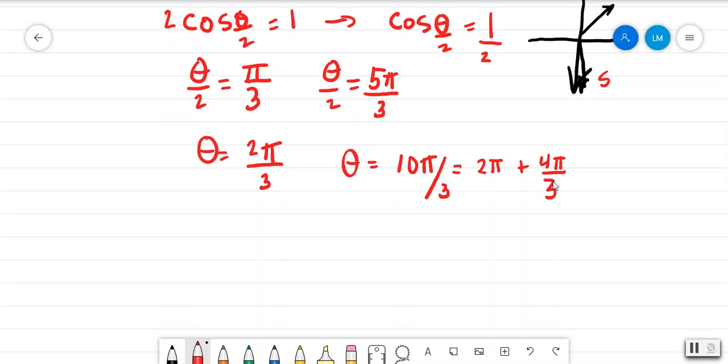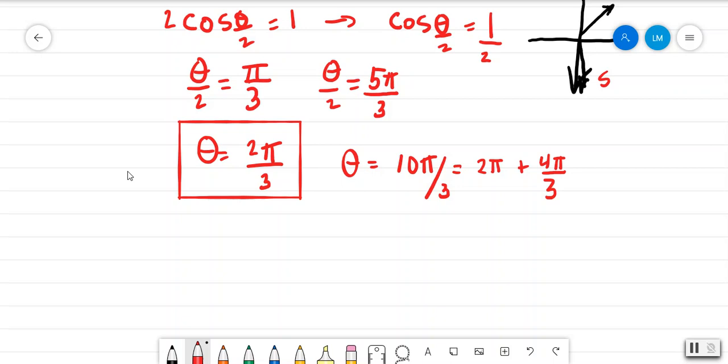Now, what that means is that the only answer that satisfies from 0 to 2 pi is 2 pi over 3. So we'll just say that this is going to be just 2 pi over 3. So that solves the first part from 0 to 2 pi. But let's say that, for example, we want to solve for all solutions.